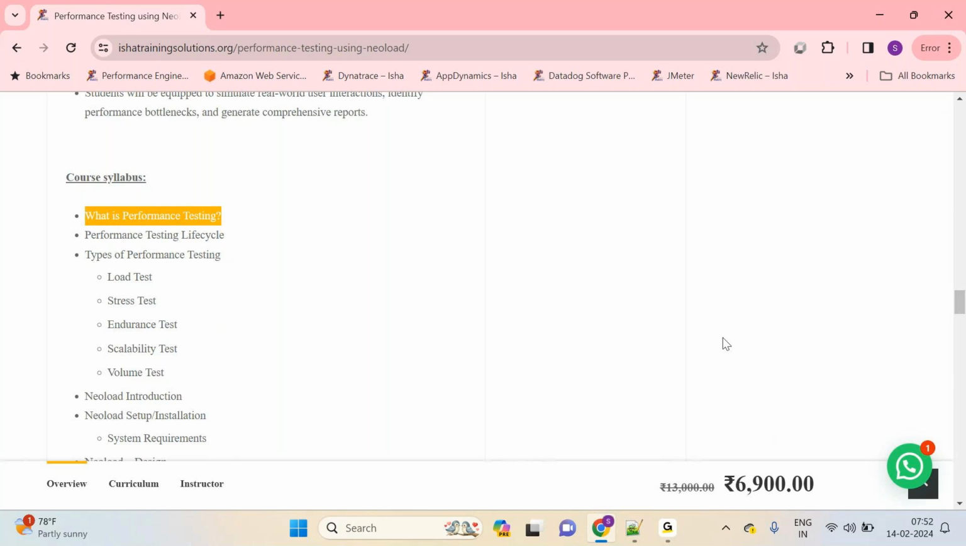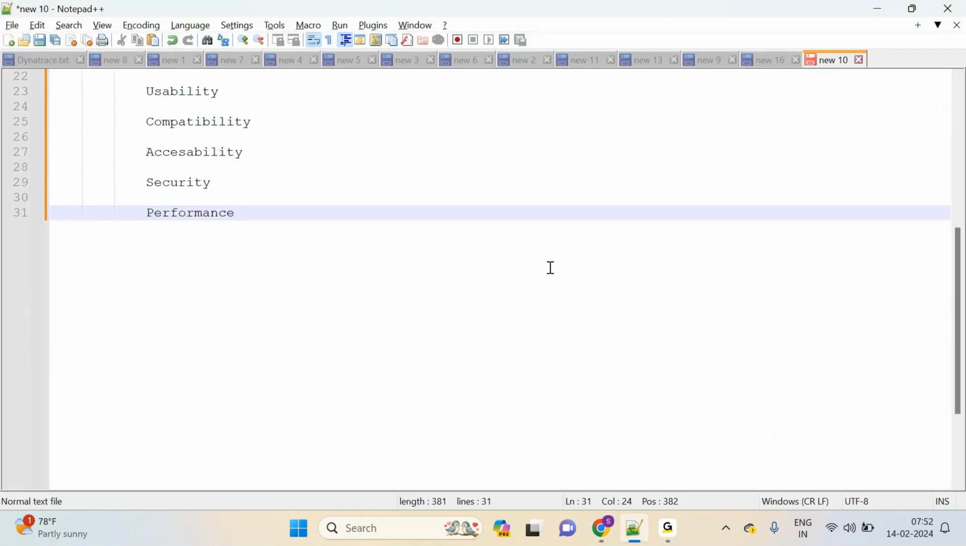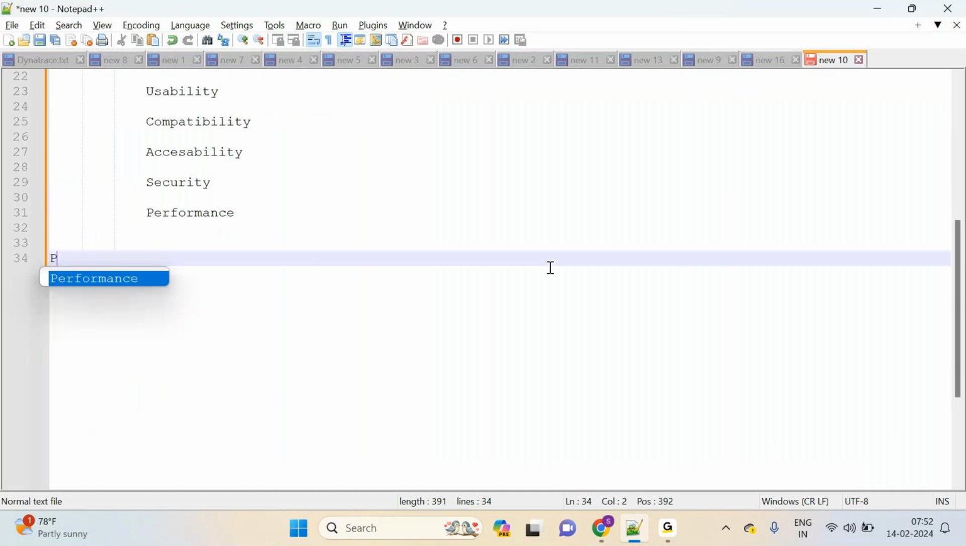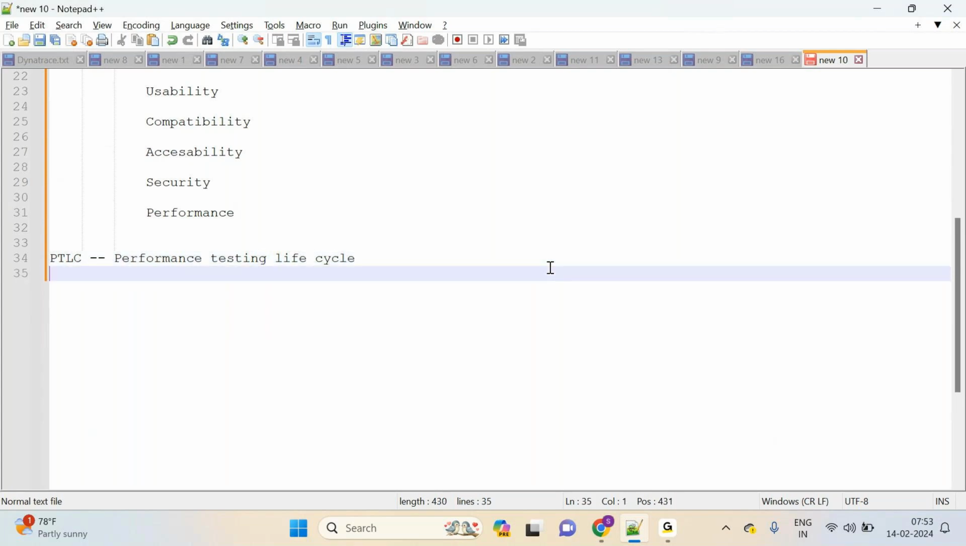So what is happening inside the performance testing life cycle? Guys, please observe this particular section in a detailed way, because this will be very, very useful during your interview time.